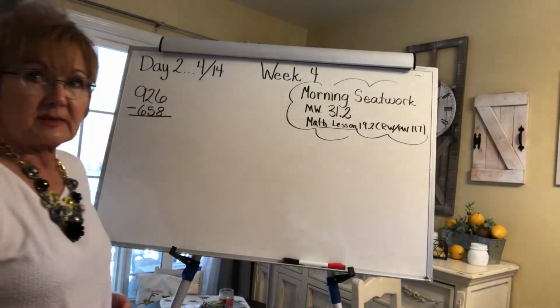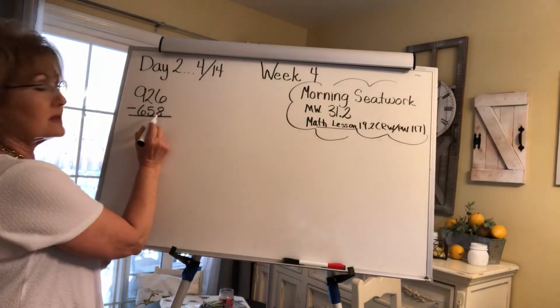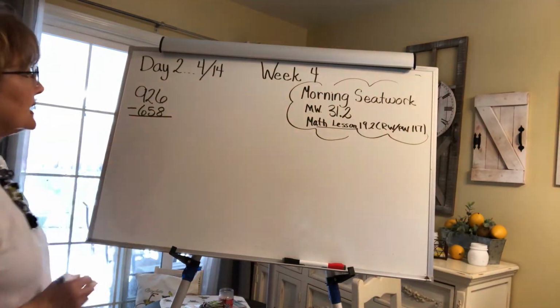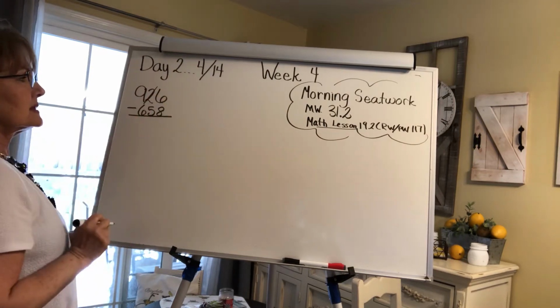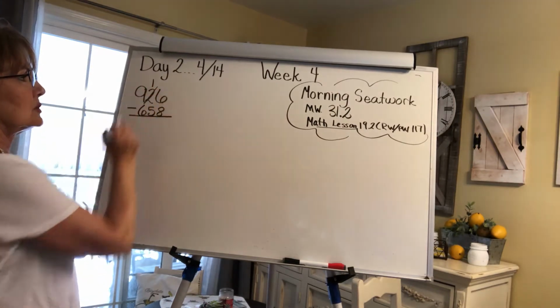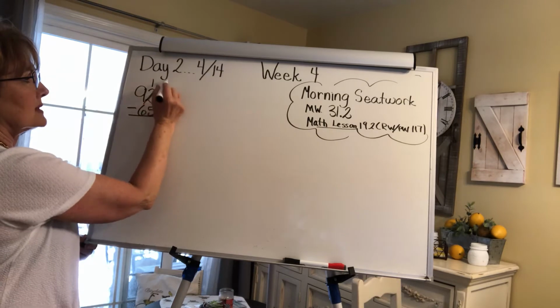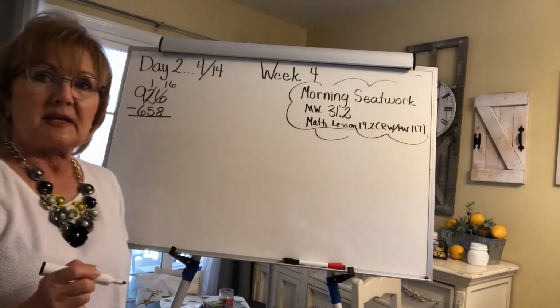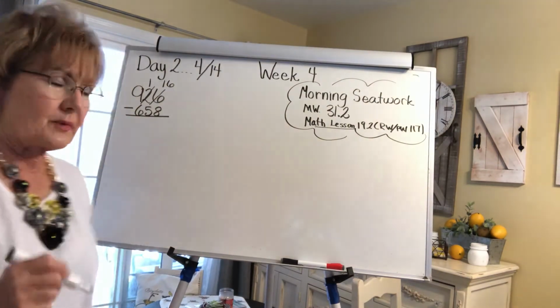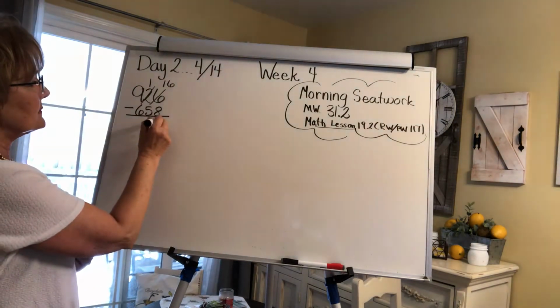926 take away 658. There's more on the floor, isn't there? 8 is greater than 6, so you've got to go next door to the tens place. 1 less than 2 is 1. 10 more than 6 is 16, right? So 16 minus 8, that's a double, right? 8 plus 8 is 16.